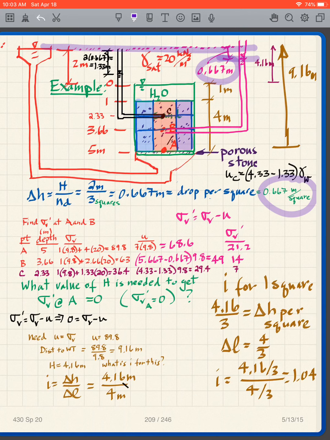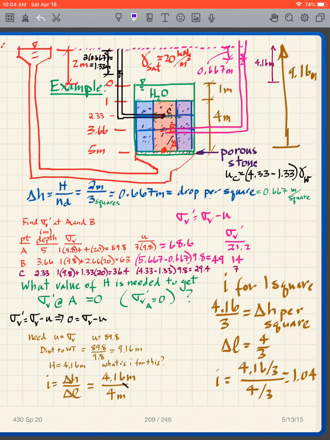So now I have to use the geometry here to figure out what the water level is. I'm trying to figure out what that distance there is. I just look at it. For point B, to get to the top, this total distance here is 5.667, and then I drop down 0.667, so it's 5.667 minus 0.667 times 9.8. I get 49 as my pore pressure.